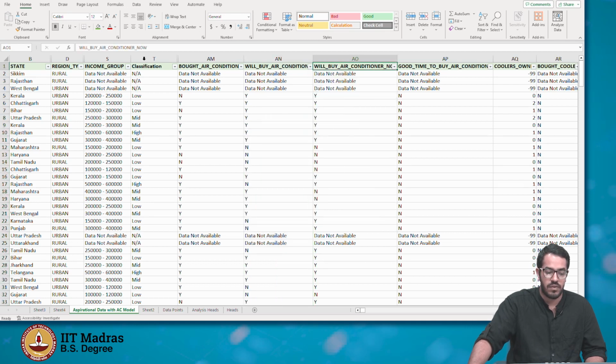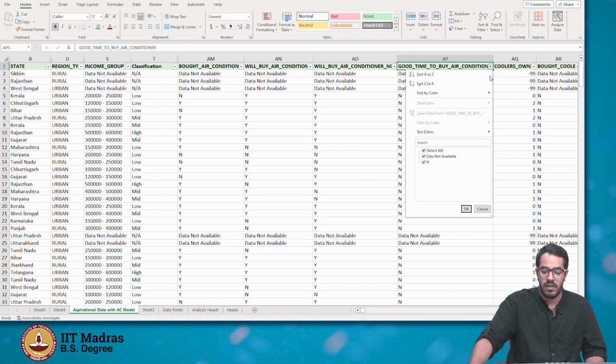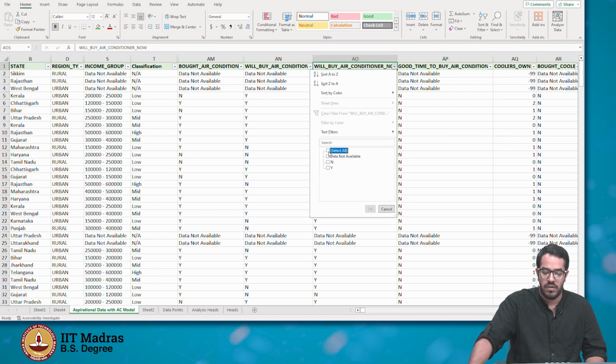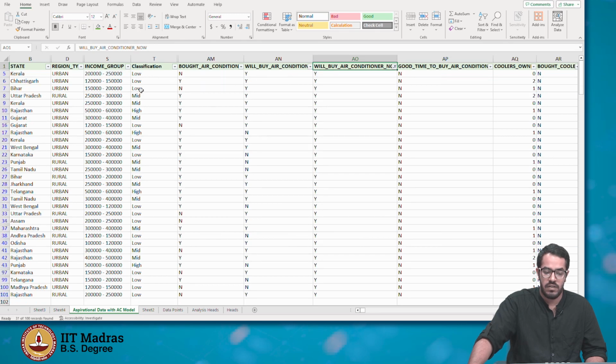So this is, if you want to read the formula bar, it says will buy air conditioner now. This is the condition that we have here. Is there a filter already applied? No. Okay. So here I will remove all things and I will say yes. Note that I haven't applied any filter on the classification. So all of them here are saying that they will buy an air conditioner.